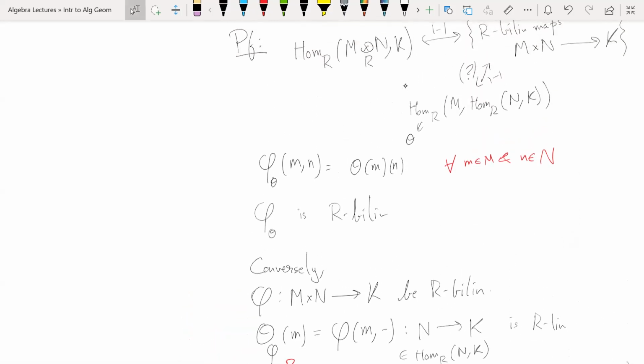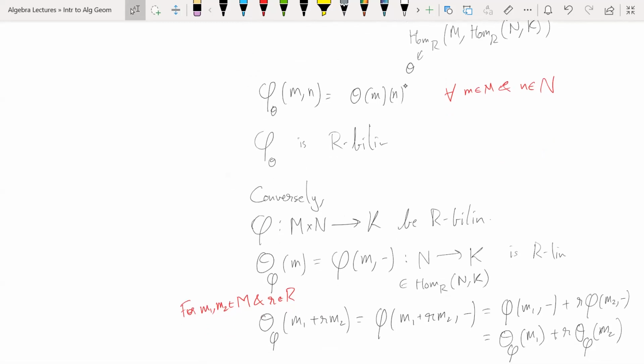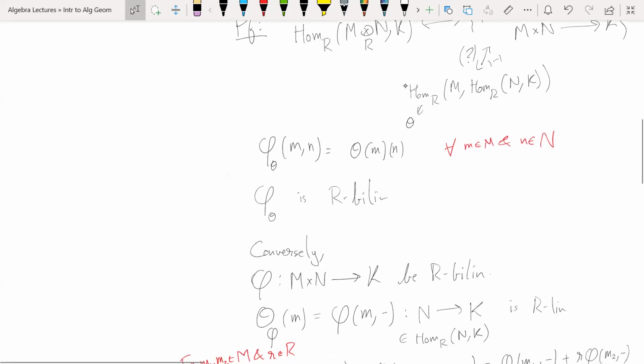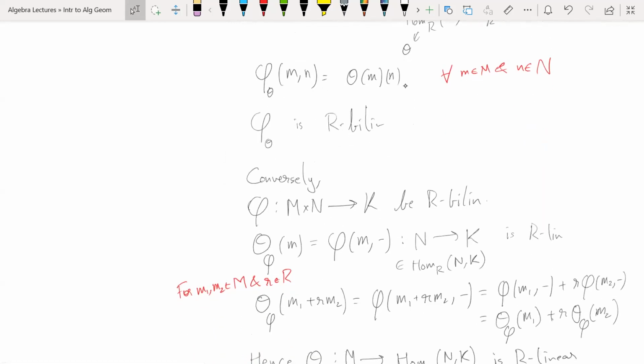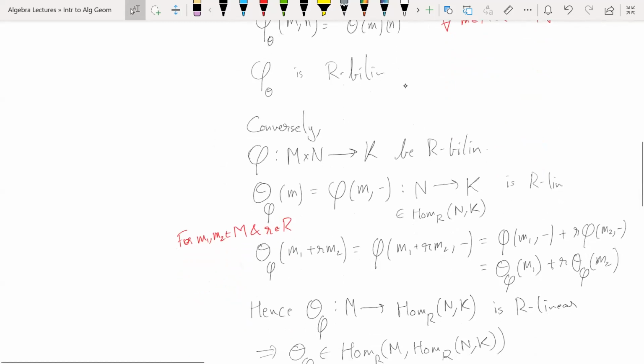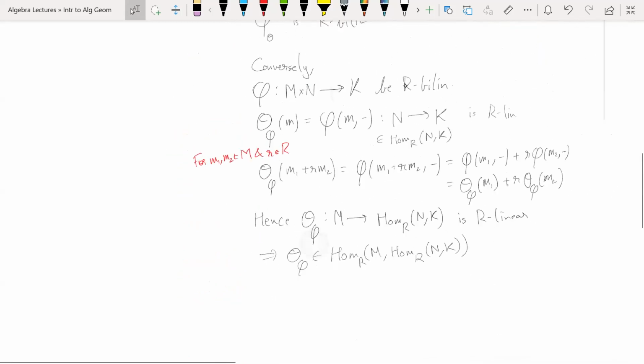If you start with theta, you get an R-bilinear map, and if you start with an R-bilinear map phi, you get theta sub phi, which is an R-linear map from M to Hom_R(N, K). So now we will show that it's a bijection. We'll show that these are inverses to each other, and that one of them is R-linear, at least in one direction. That will show that it's an isomorphism. Okay, so maybe it goes to the next page.